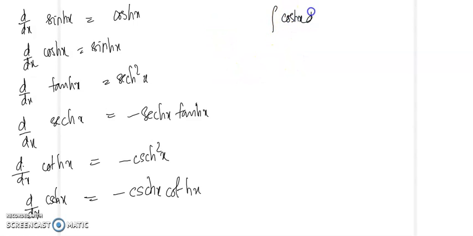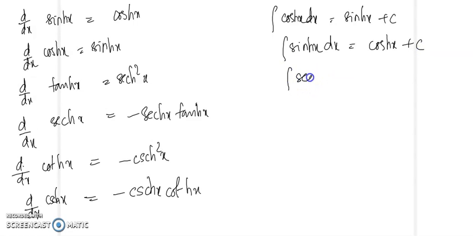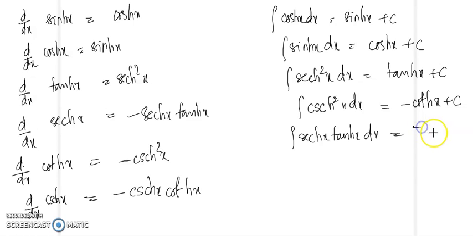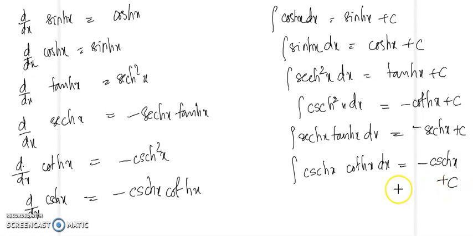And similarly, once you have the derivatives, now you can write the integrals also. So the integral of cosh x dx will be sinh x plus c, the integral of sinh x dx will be cosh x plus c, the integral of sech squared x dx will be tanh x plus c, the integral of cosech squared x dx will be minus coth x plus c, the integral of sech x tanh x dx will be minus sech x plus c, and the integral of cosech x coth x dx will be minus cosech x plus c. So these are the different formulas for the derivatives and the integrals.